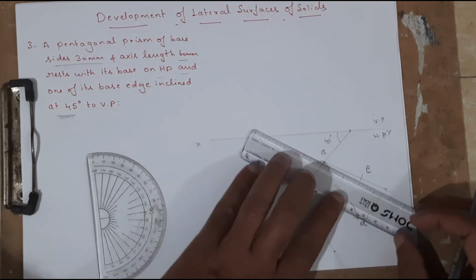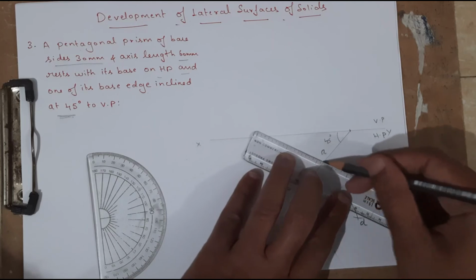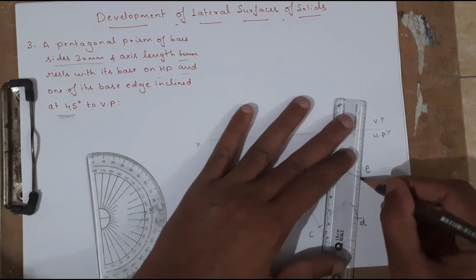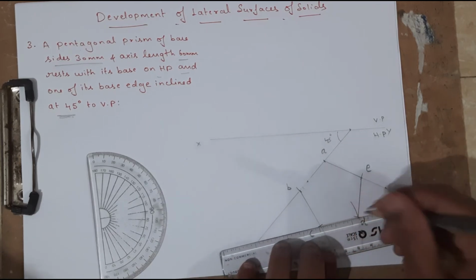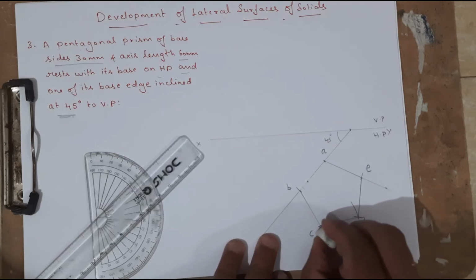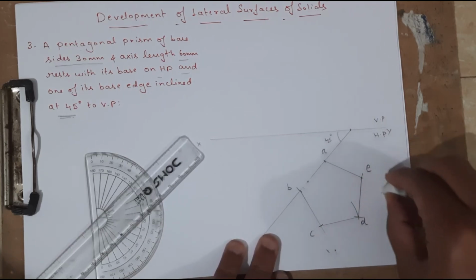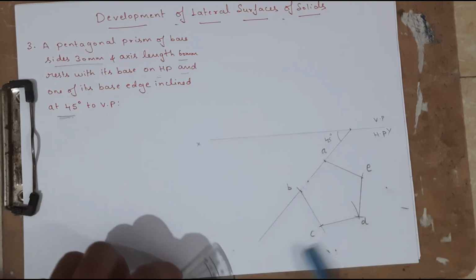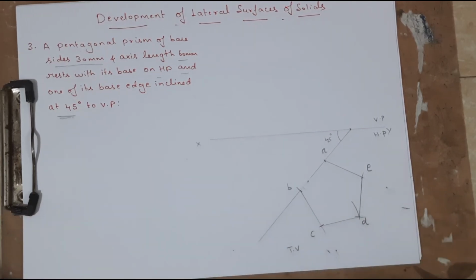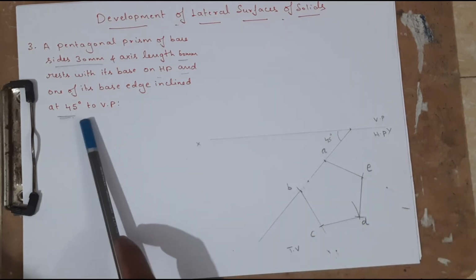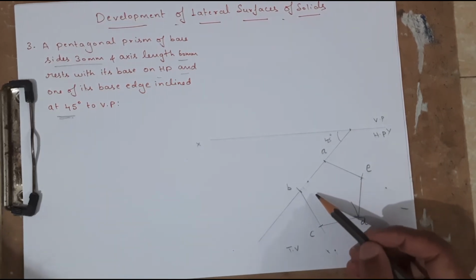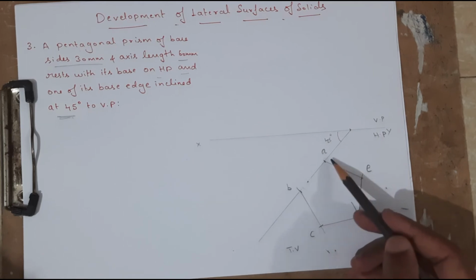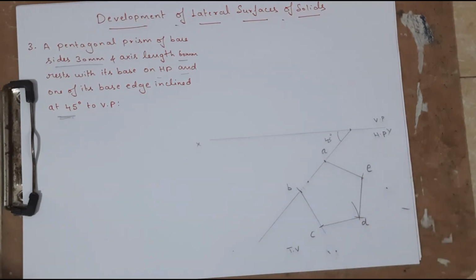See? So this must be done. We have to join this. Okay, so you can just erase the excess line like this. See, this is a pentagonal prism. So this is the top view of the pentagonal prism, which has been drawn in such a way that one of its base edges is inclined at an angle of 45 degrees. Which base edge is inclined at 45 degrees? AB, the edge AB is inclined at an angle of 45 degrees.